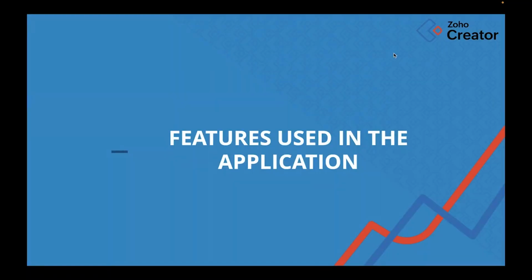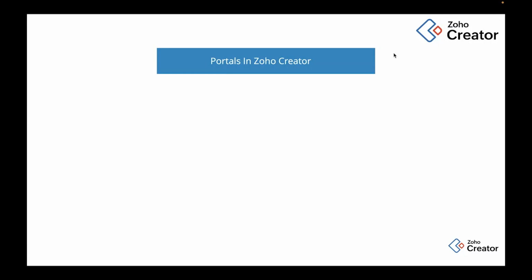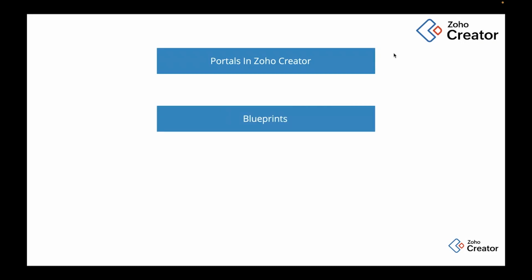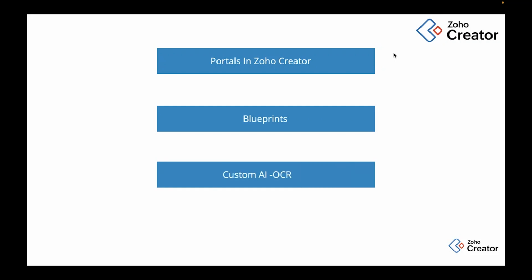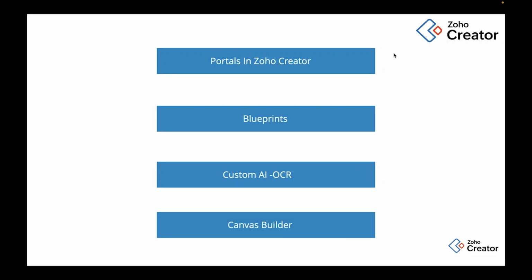Now let's look at what are the features that are used in this application. We have portals in Zoho Creator being used over here for the external stakeholders. We have blueprints that are built for different business processes that we have set up. We also have a custom AI OCR model that we have generated. We also have the canvas builder, which is a new add-on to our extended list of features in the Zoho Creator platform. Now let's look at each of the features one by one.